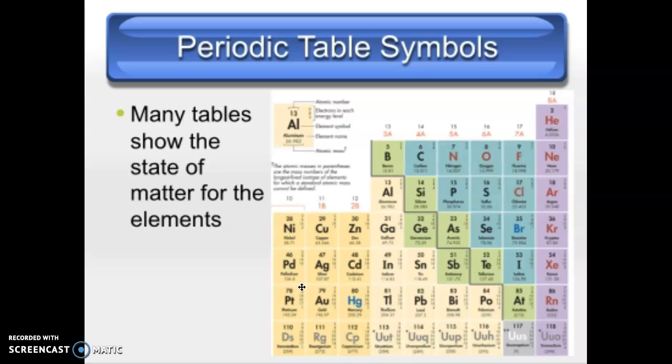And then some tables also show the state of matter for the elements. Again, we don't have that, but just so you know, there are solids, liquids, and gases. Most of the elements on the periodic table are solids. The gases are found mostly in the top right corner of the periodic table. You have the noble gases, and then you have nitrogen, oxygen, fluorine, chlorine, and hydrogen is also a gas. There are two elements that are liquids at room temperature: bromine and mercury. The rest of the elements are solid, but there are also some that are synthetic and just don't exist naturally.